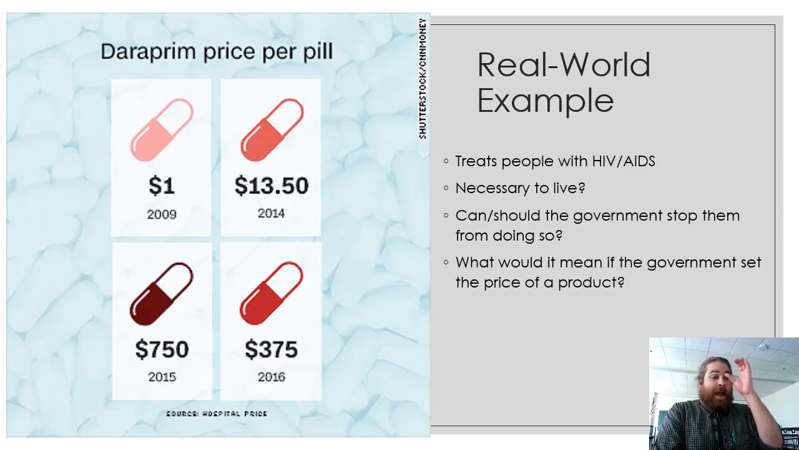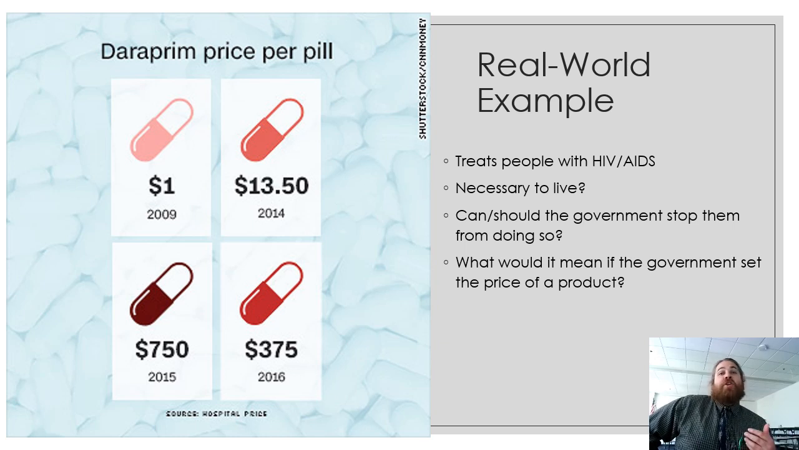And this one actually played out in the real world. There was a medicine called Daraprim that in 2009 was $1 a dose. By 2014, it jumped up to $13.50. And then in 2015, the peak price was $750 a dose. And this is something that a lot of people said was necessary to live.